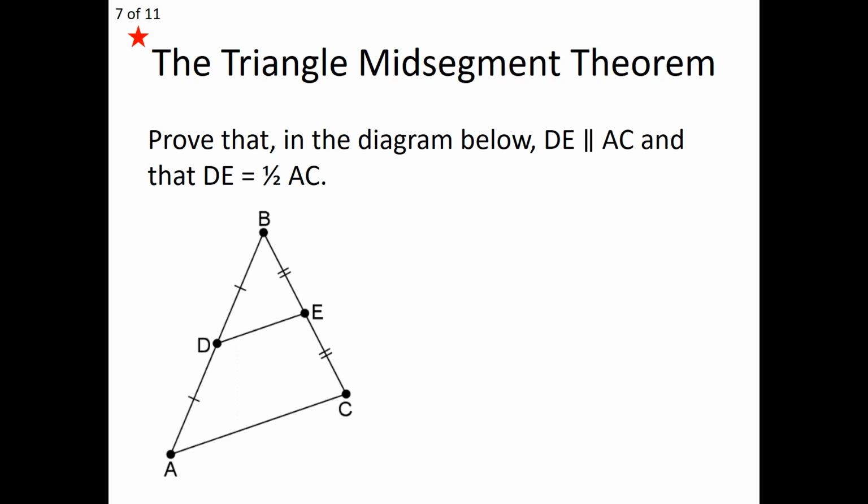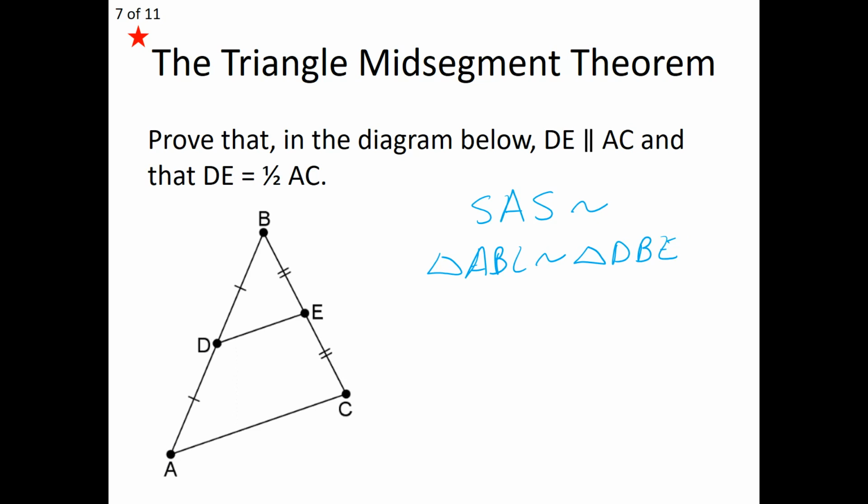Walking into this one, we are trying to show these two conclusions: that DE is parallel to AC and that DE is half the length of AC. It's actually quite simple. I'm going to guide you through this one on the worksheet, but I'll give you a heads up of what you're going to be seeing. The first thing is you will be using side angle side similarity to prove that triangle ABC is similar to triangle DBE. That's the first thing you're going to figure out: those two triangles are in fact similar with side angle side.